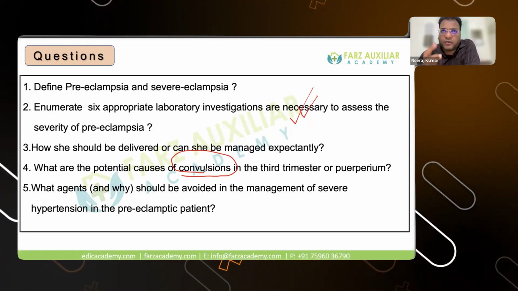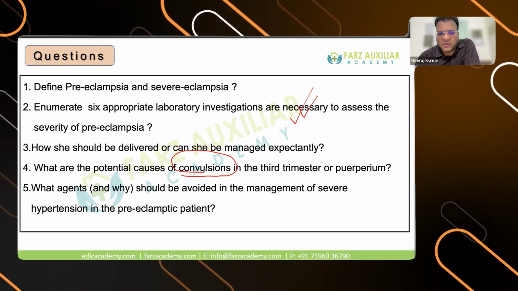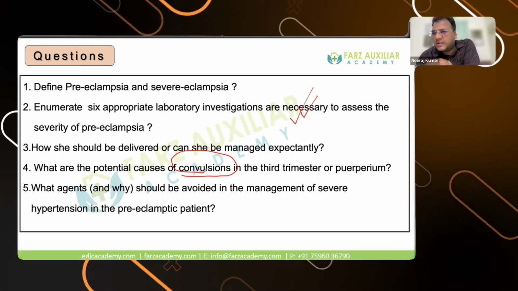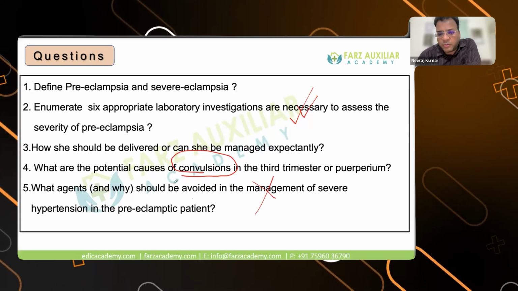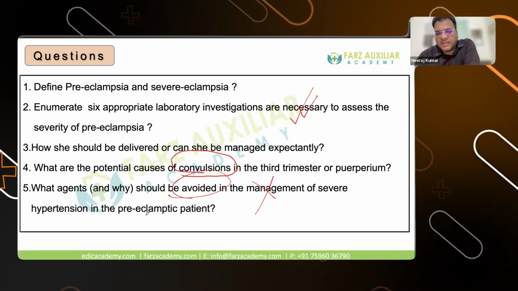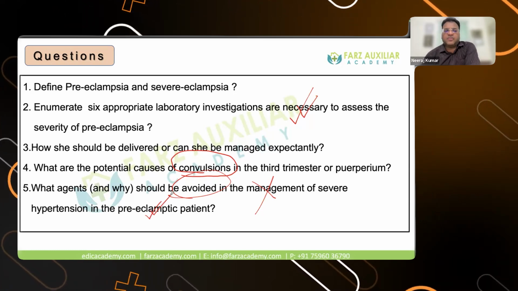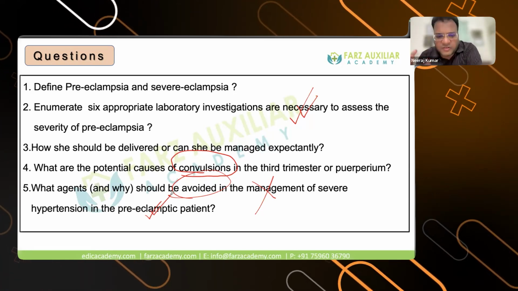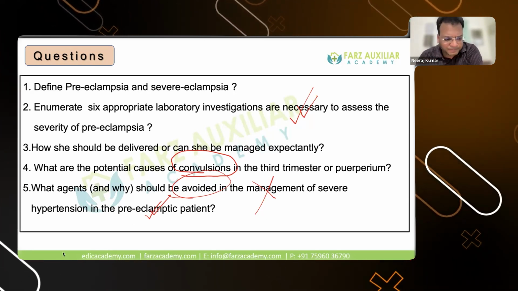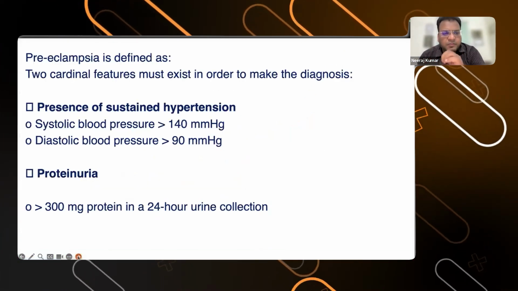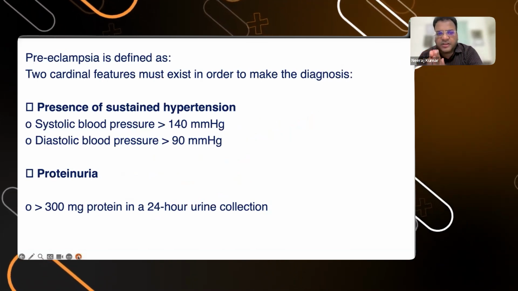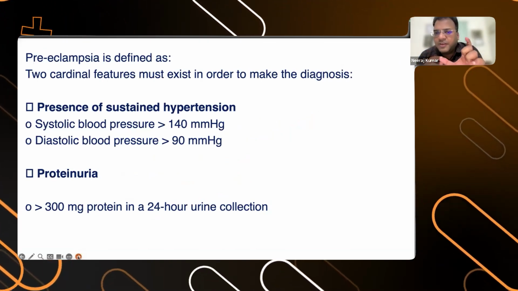Potential causes for that convulsion may be asked in your examination. And then what are the agents that you will take care with or will solely avoid in managing the hypertension in this preeclamptic patient. So these are 5 sets of questions that may be asked in your exam, although every time the scenario is going to change. You have to know the definition, and the definition should be very precise.